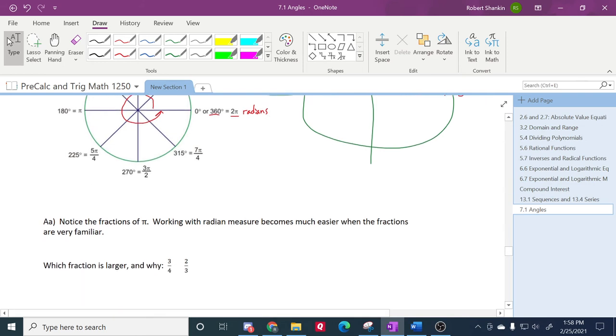So, quick question. Which fraction is larger and why? 3/4 versus 2/3. So, see if you can come up with an answer and a brief explanation and type it into your group chat. Which fraction is larger and why? 3/4, 2/3. Go ahead and hit enter in your group chat.